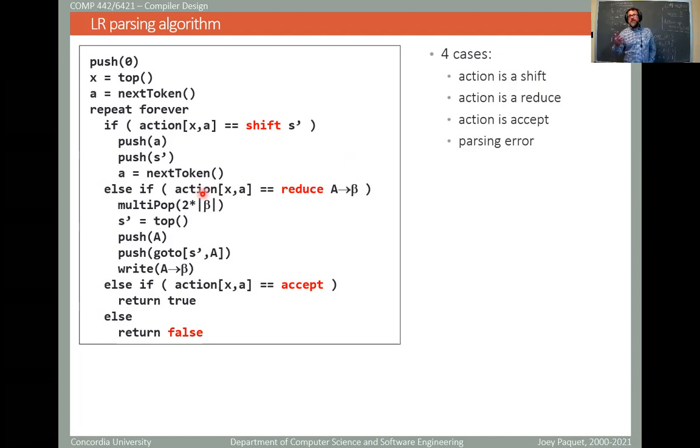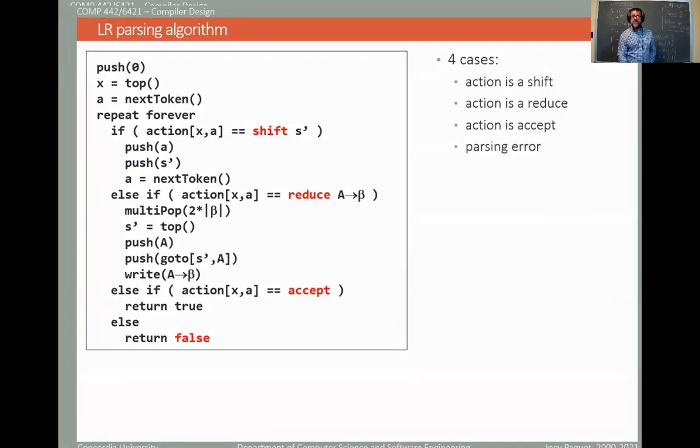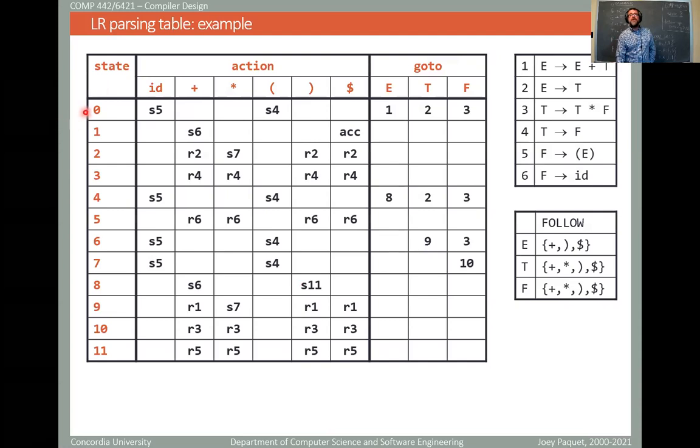Or if you do, that means your go-to table is wrong. Okay, so here you go: in the action part of the table at coordinates X, A. So X is the top of the stack, assuming that this is actually a state, and then A is the next token. So let's say you were in state 0 and you see ID, then you see this here.